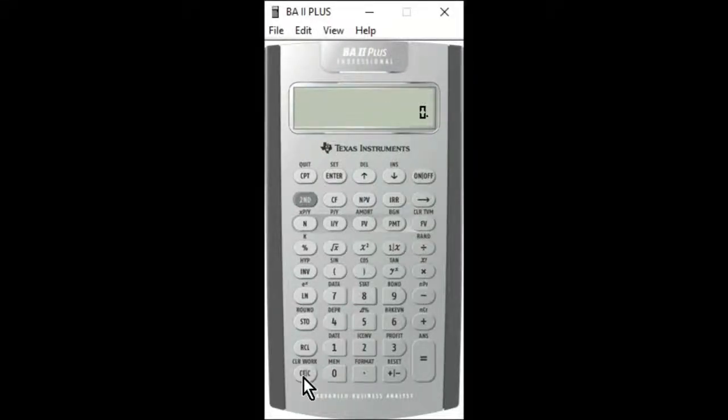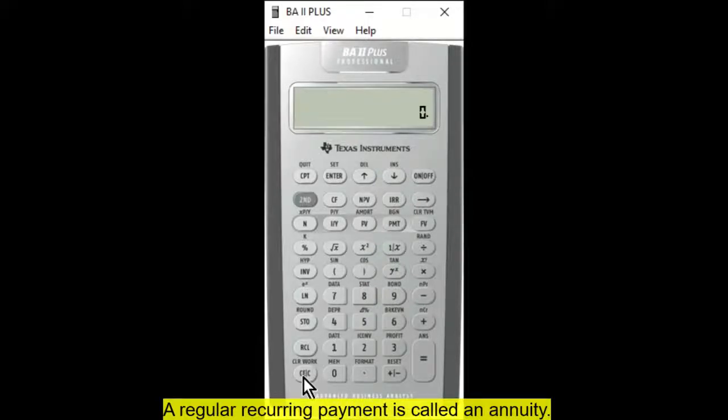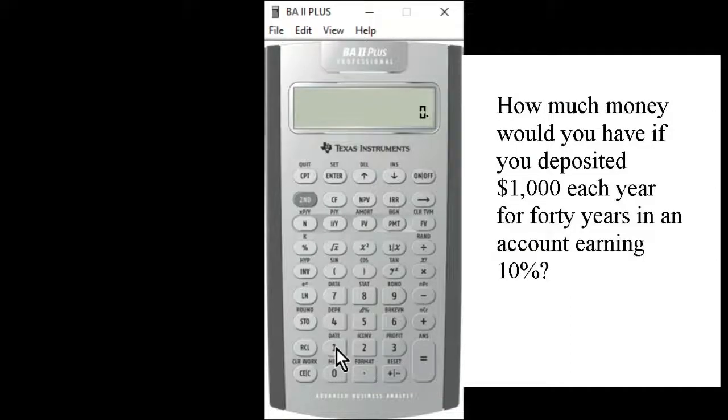Now, in order to see the full impact of compounding, let's take a look at a scenario where we are putting a regular recurring payment into the account every period. In this case, the problem at the right, you can see that we are putting $1,000 into the account every year. Our periods per year, again, are set to 1, and $1,000 will be our payment.